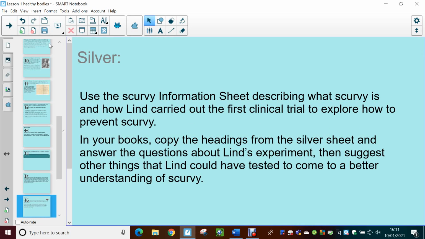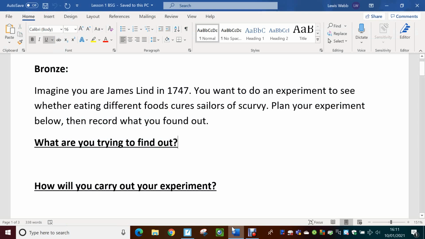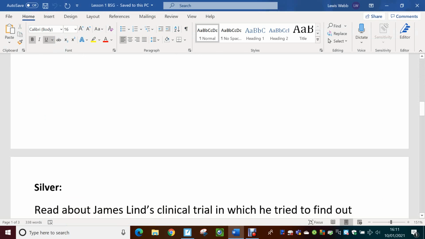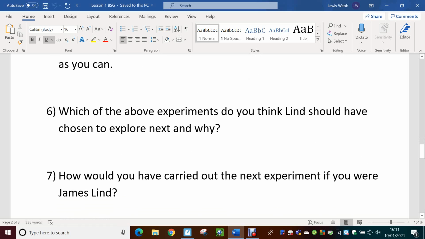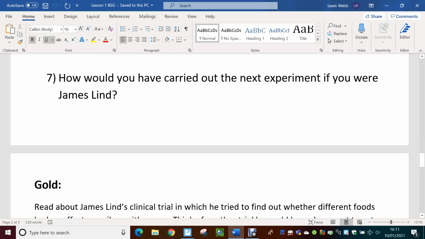Silver. So again, using the scurvy information sheet, and just like bronze, copy the headings from the silver sheet and answer the questions about Lind's experiment. It goes a step further because I want you to suggest other things that Lind could have tested to come to a better understanding of scurvy. So under the bronze sheet, you'll find the silver sheet. Here are your questions. Can you answer those in your book, please?